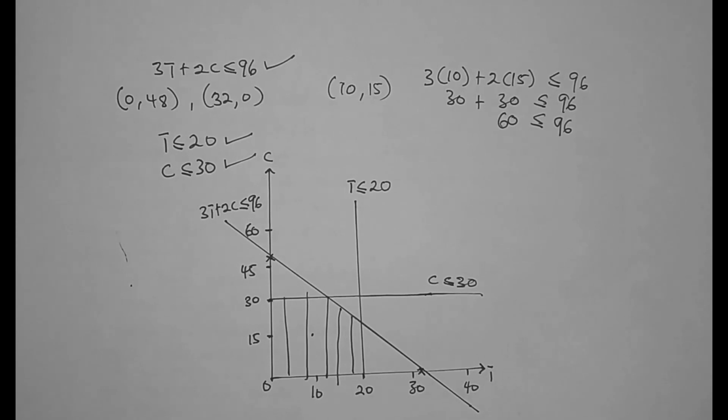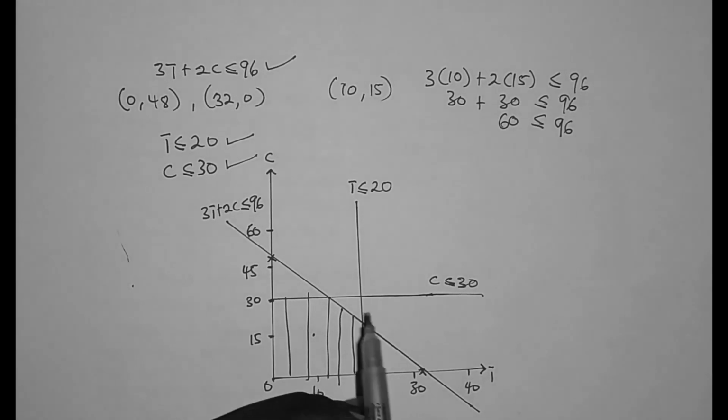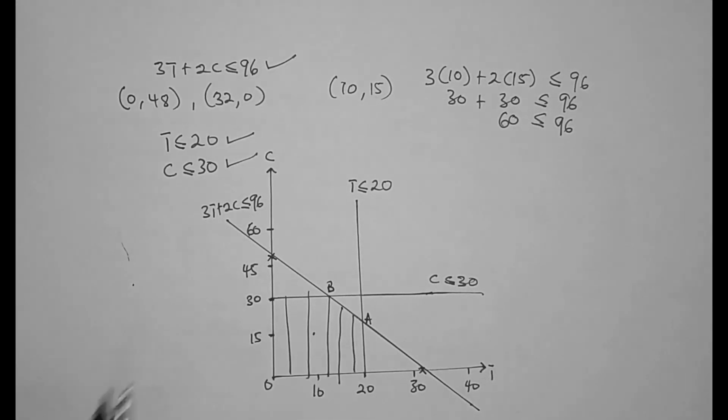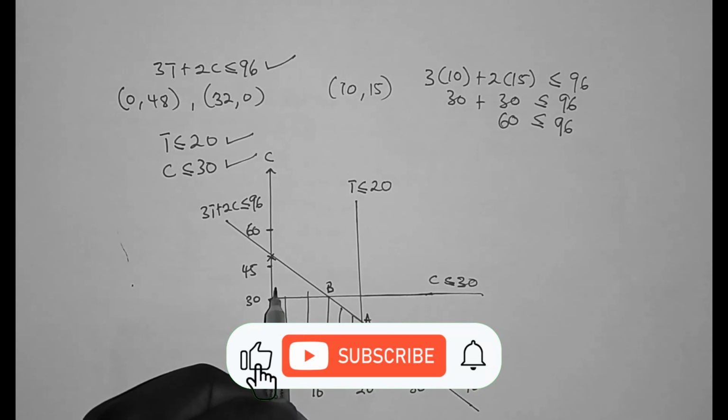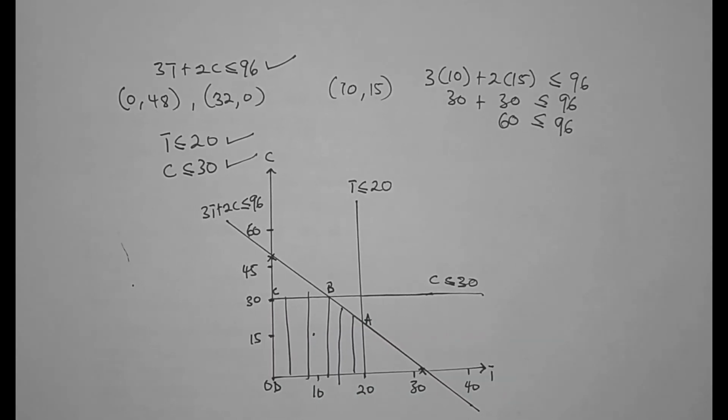So having found the required region, the next part of the question is we should find the maximum number of tables and chairs that you can make. Let's start from here. This is the point A, this is the point B, this is the point C, and this is the point D.